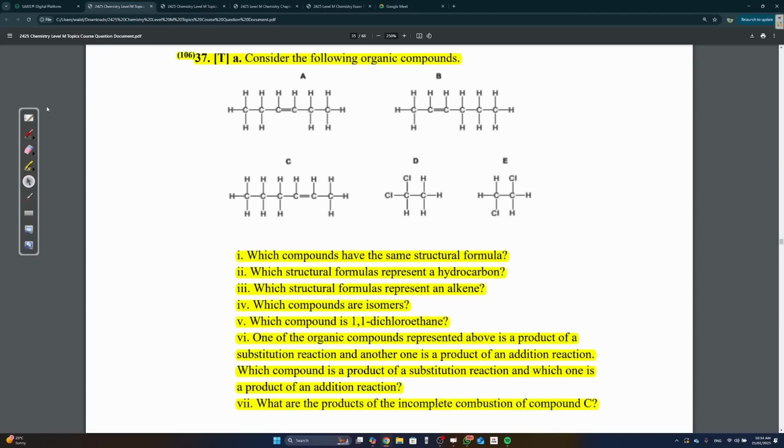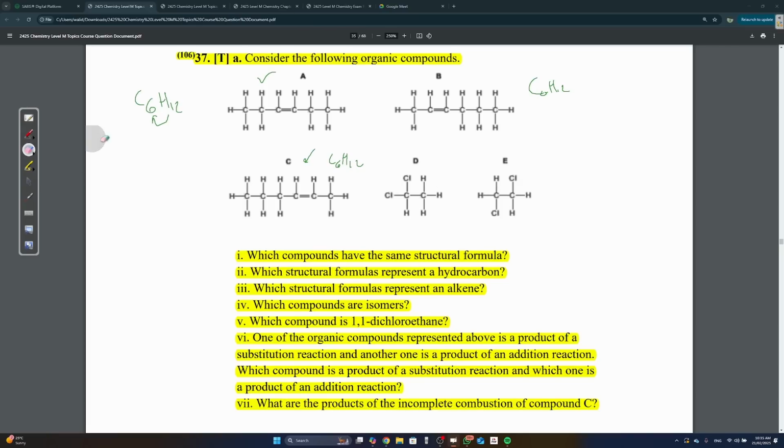Which structural formulas represent an alkene? You have to write them down and see their formulas. So 1, 2, 3, 4, 5, 6. So C6. How many hydrogens? 2, 4, 6, 2, 4, 6. So 12. Is the hydrogen double the carbon? Yes, so this is an alkene. Again, this one: if you count it, you're going to get C6H12 as well. You're going to see that for these three, the hydrogen is double the carbon. Obviously, these aren't alkenes because they have chlorines in them.